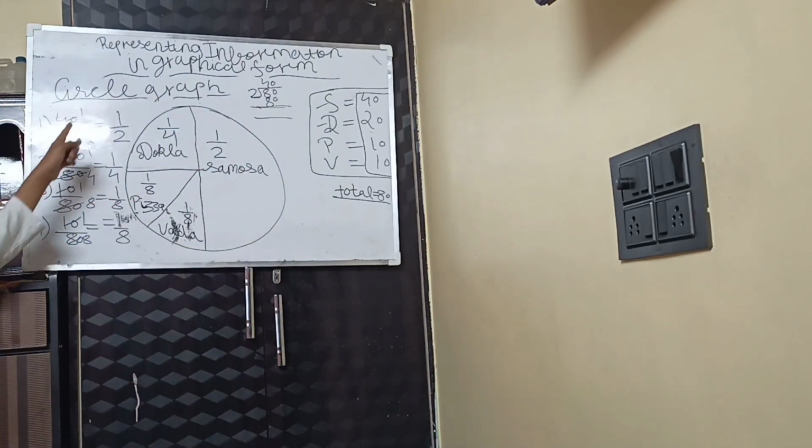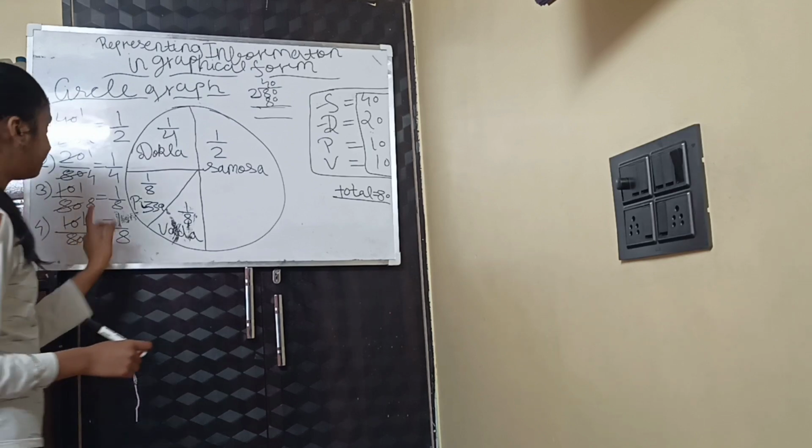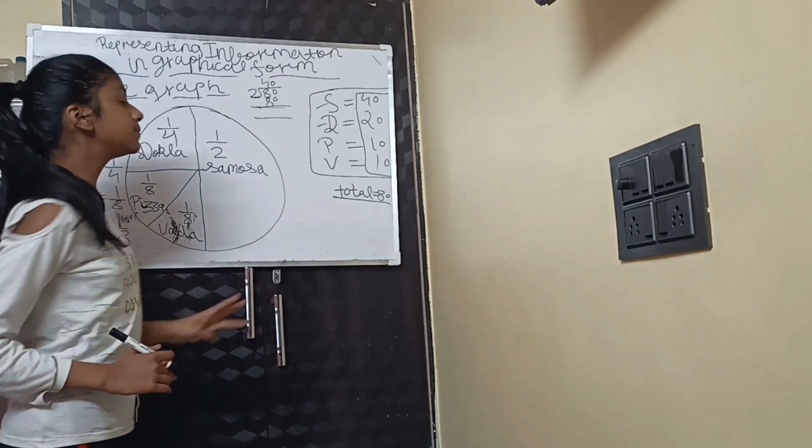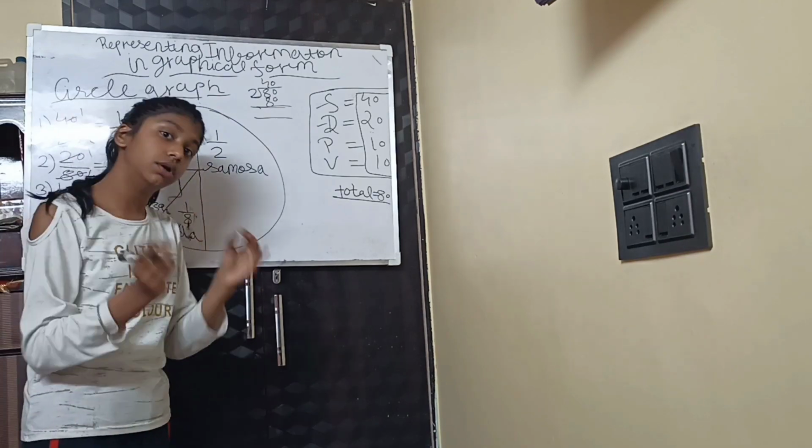40 upon 80, we get 1 upon 2. 20 upon 80, we get 1 upon 4. 10 upon 80, we get 1 upon 8. And 10 upon 80, same, we get 1 upon 8. So the second step is done. Now the turn comes of the third step. Now what is the third step?